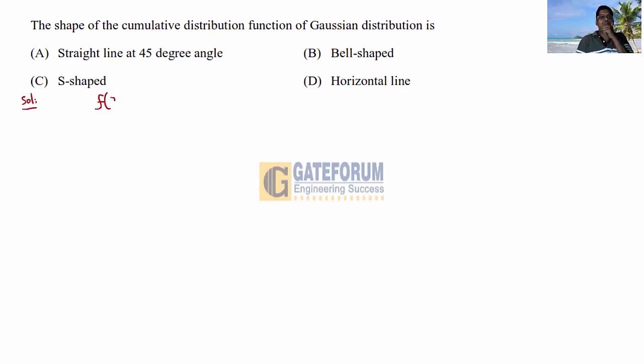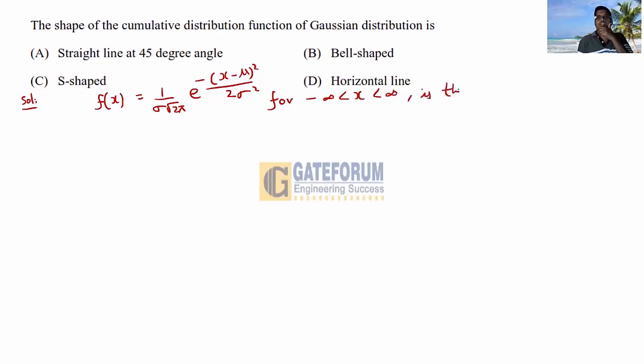So what is f(x)? 1 by sigma root 2 pi e to the power minus of (x minus mu) whole square divided by 2 sigma square, for minus infinity less than x less than infinity, all real numbers, is the probability density function of a Gaussian random variable x. This is Gaussian, RV means random variable.